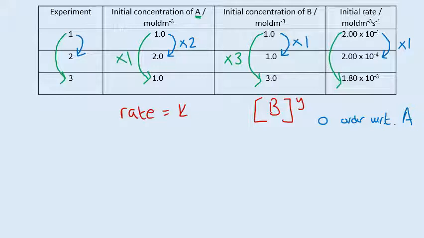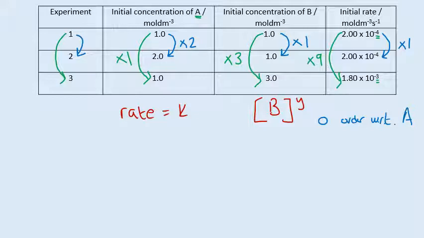Well, at first glance it might appear that the rate's going down, 2.00 to 1.8. However, be careful, look, standard form. So this is actually a bigger number. 1.8 times 10 to the minus 3 is a bigger number than 2 times 10 to the minus 4. It's actually 9 times bigger. If in doubt, you just take 1.8 times 10 to the minus 3, divide by 2.00 times 10 to the minus 4, you will get 9. So it's multiplying by 9.